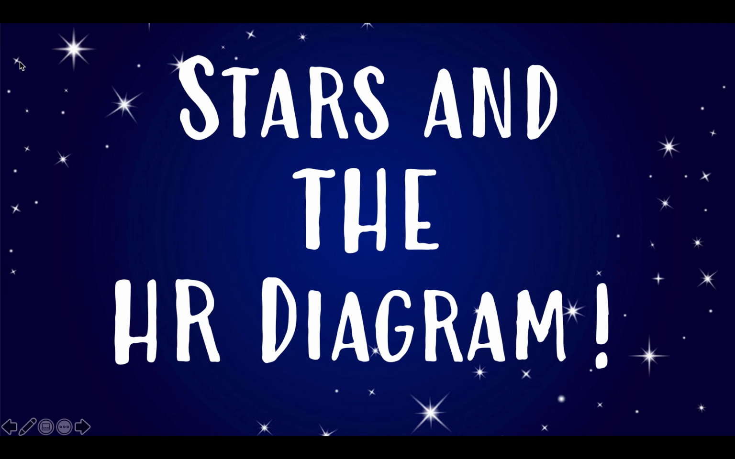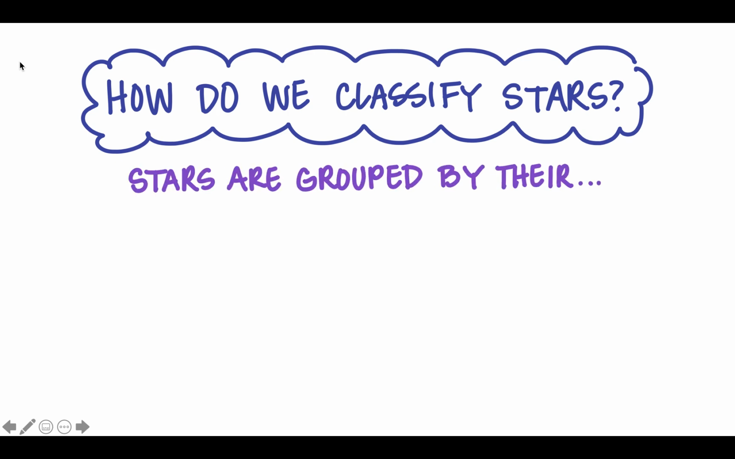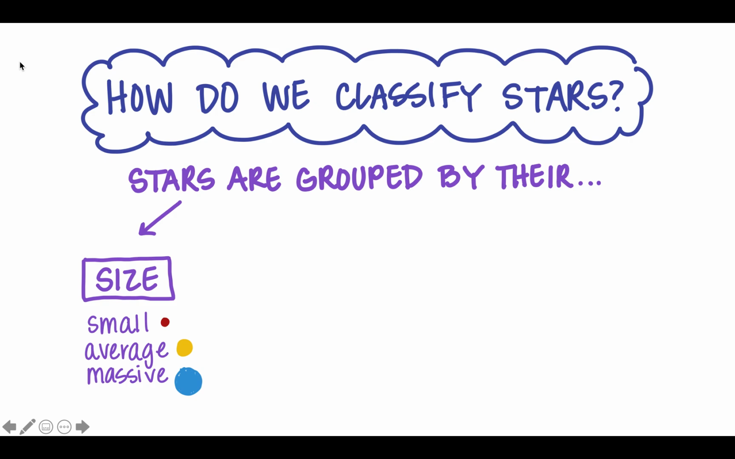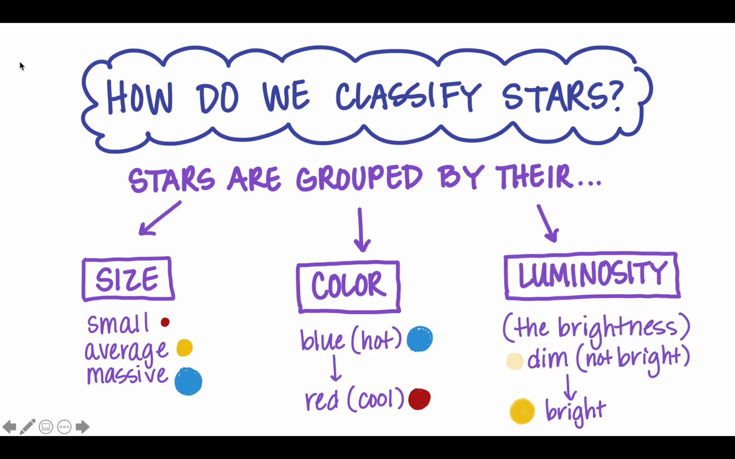Stars in the HR diagram. How do we classify or group stars? Stars are grouped by their size, their color, and their luminosity.